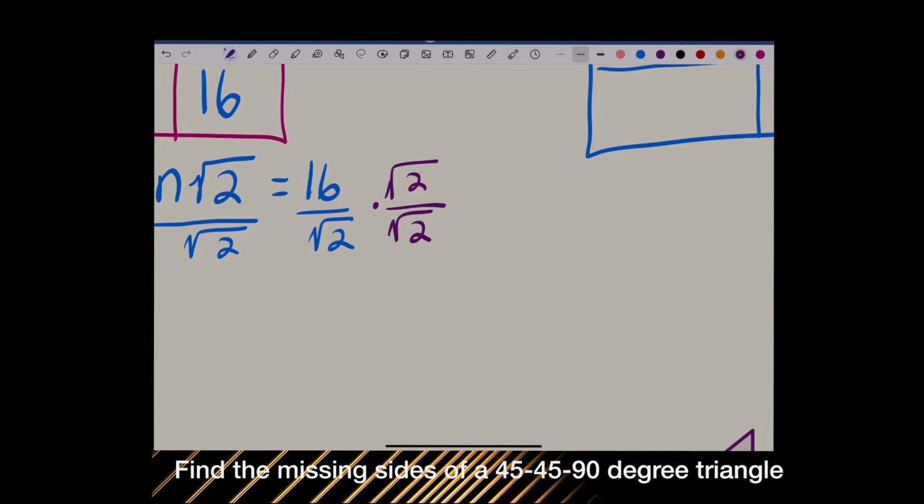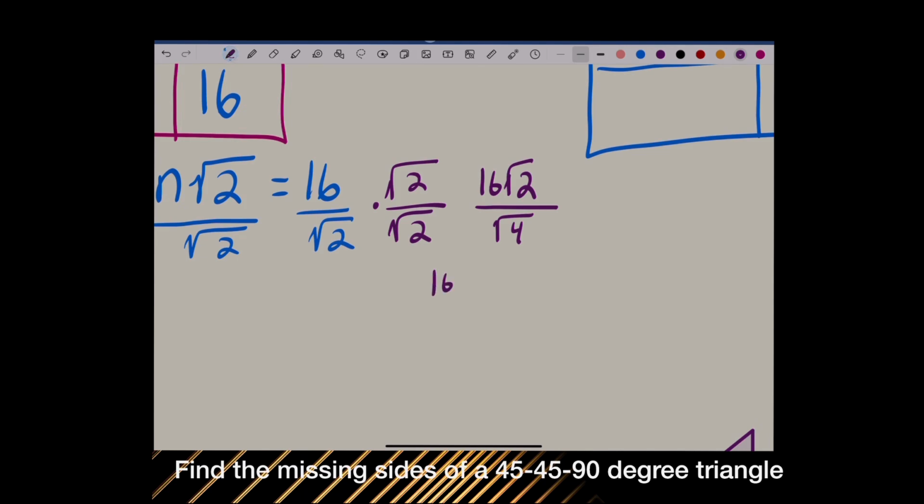Now 16 is not underneath the radical symbol, so 16 times radical 2 is just 16 radical 2. You can't combine them because one's inside of a radical, one's not. Radical 2 times radical 2 in our denominator, remember when you multiply fractions, top times the top, bottom times the bottom? Because radical 2 and radical 2 are both underneath there, you can multiply that together to get radical 4. 2 times 2 is 4.